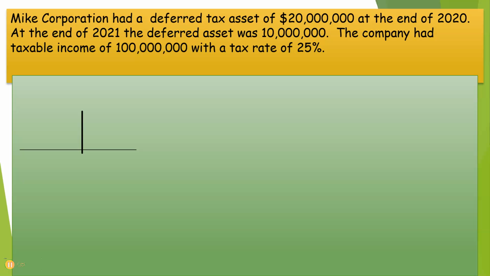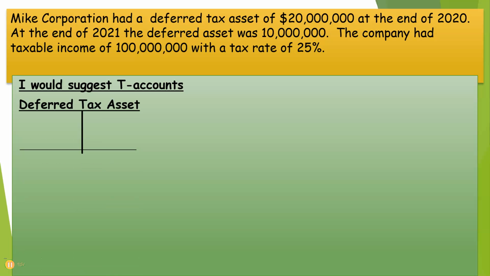My corporation had a deferred tax asset of $20 million at the end of 2020. At the end of 2021, the deferred tax asset was $10 million. The company had taxable income of $100 million with a tax rate of 25%. So I would suggest T accounts. It really helps you visualize what's going on and make sure you get your debits and credits right. And please pay attention to your journal entries when you're doing the T accounts. If you credit something, then you have to credit it on the T account. I see that a lot.